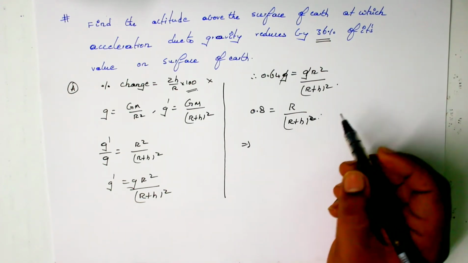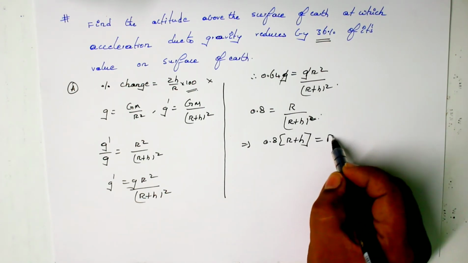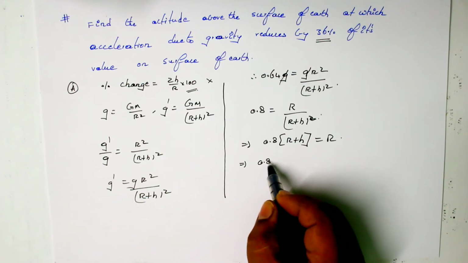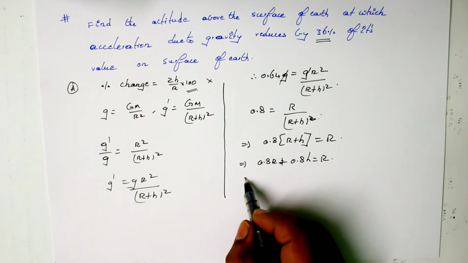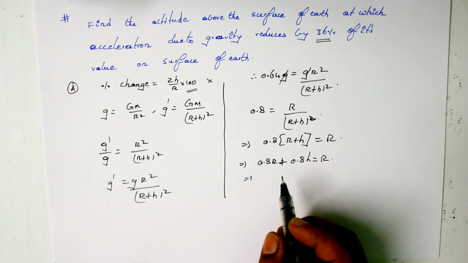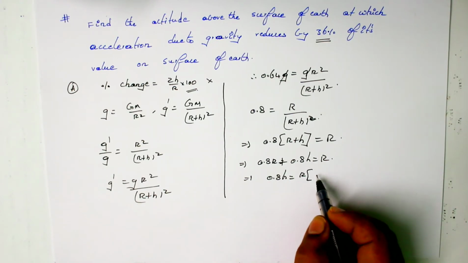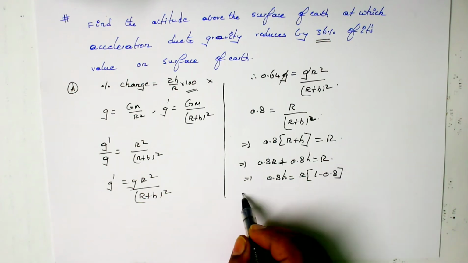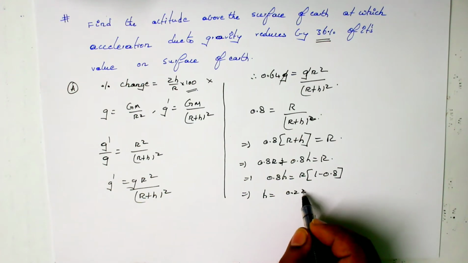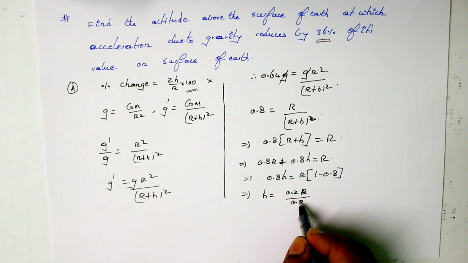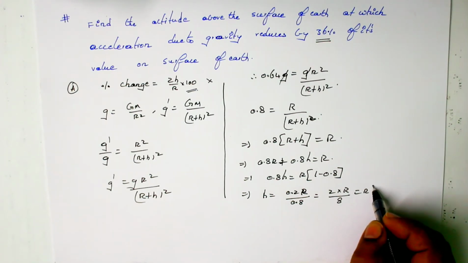So here there is no square. So 0.8 into r plus h is equal to r. Therefore 0.8 r plus 0.8 h is equal to r. If I take this 0.8 r to the other side, then 0.8 h is equal to r, taking common, 1 minus 0.8. So nothing but h is equal to 0.2 r divided by 0.8. It is nothing but 2 into r divided by 8, which is r by 4.